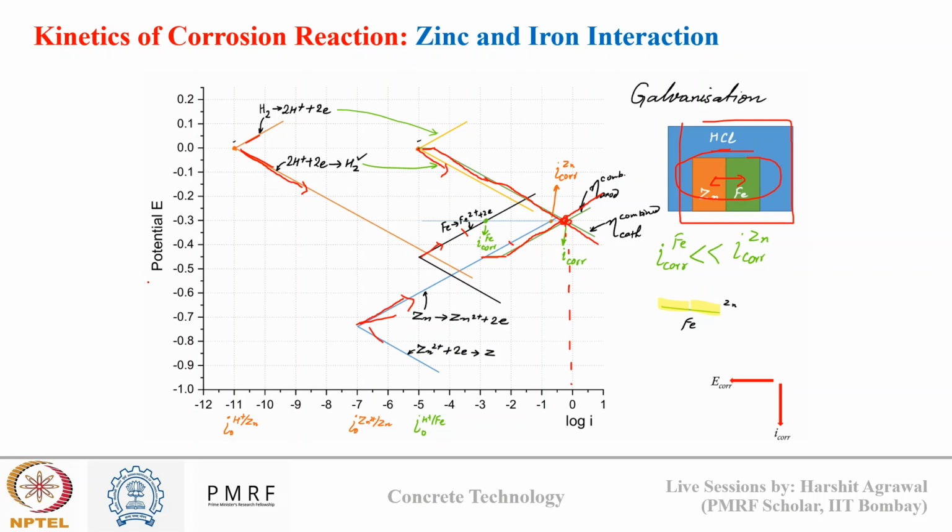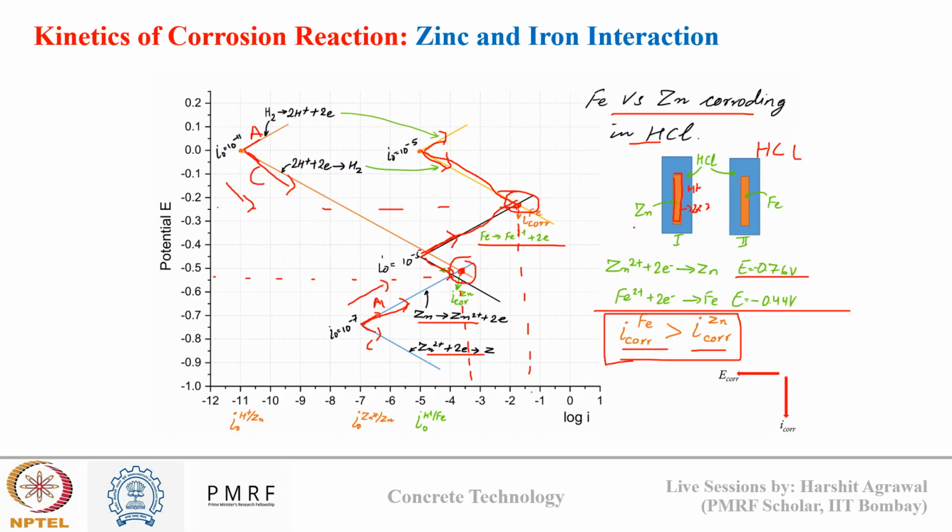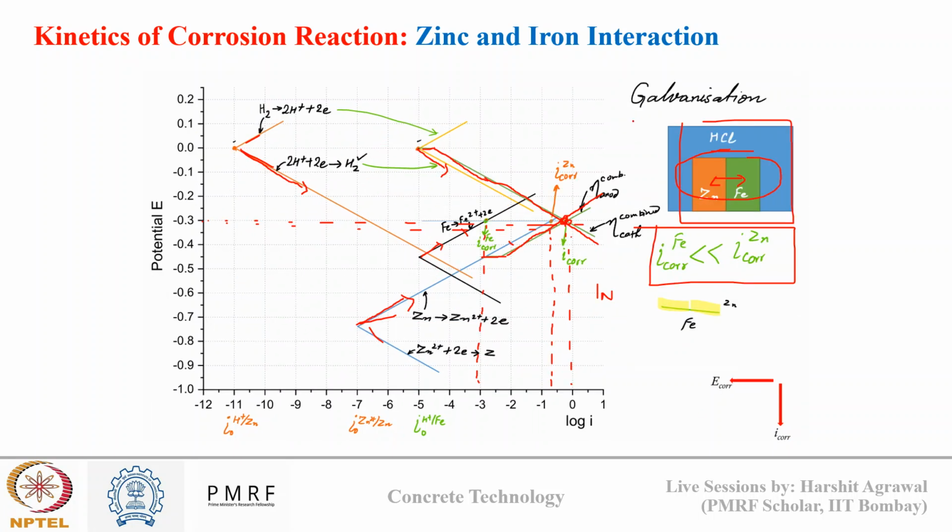Here if we see the horizontal line, the potential of both iron and zinc will be the same. But in this net current I net, let's see the contribution of zinc and the contribution of iron. When we draw a horizontal line, we see that it intersects the anodic curve of zinc at this point and the anodic curve of iron at this point. So we can say that the corrosion current density of zinc is higher than the corrosion current density of iron. However, when they were separate, the current density of iron was greater than that of zinc. So this is known as galvanization.